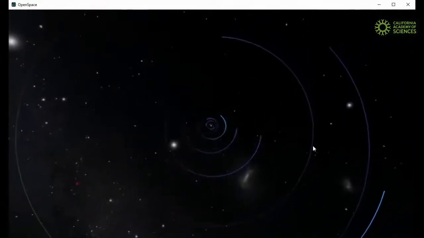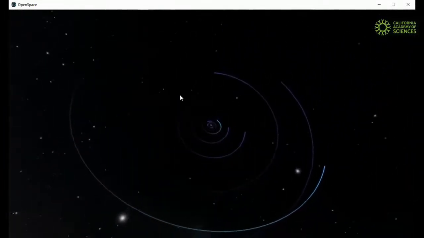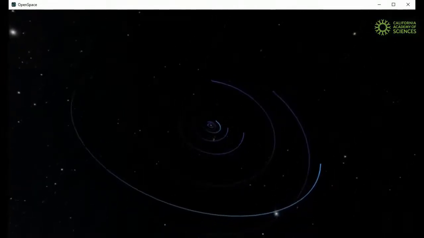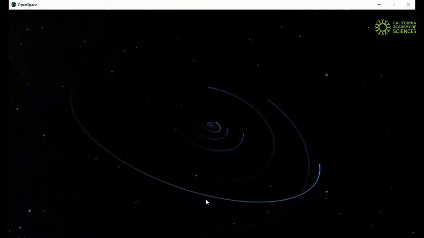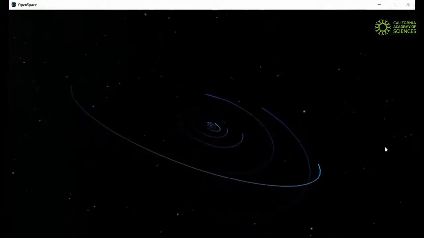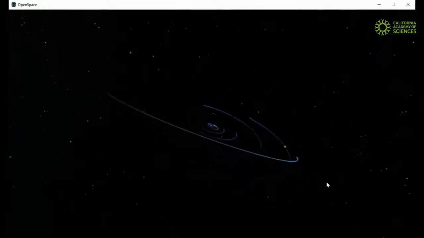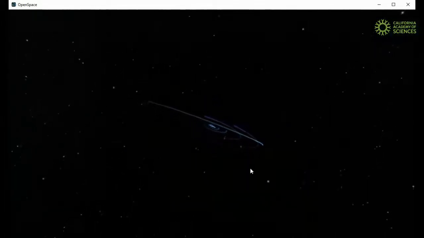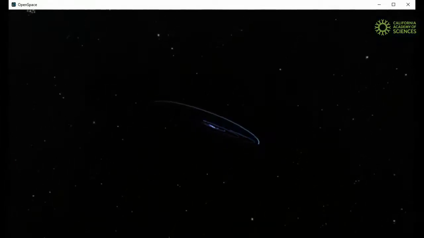If we go all the way out here, you can see Pluto is not in the asteroid belt, but it is in the Kuiper belt, kind of a similar analogous structure just past the orbit of Neptune, although some of them are actually closer to the sun than Neptune. Those are the trans-Neptunian objects. Sounds like a really cool band name.